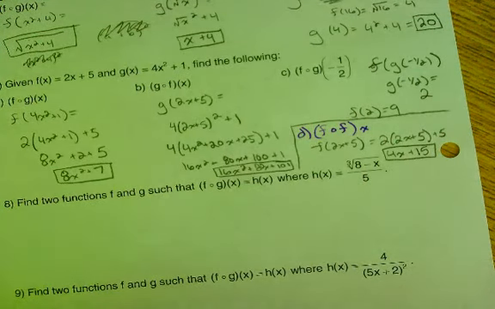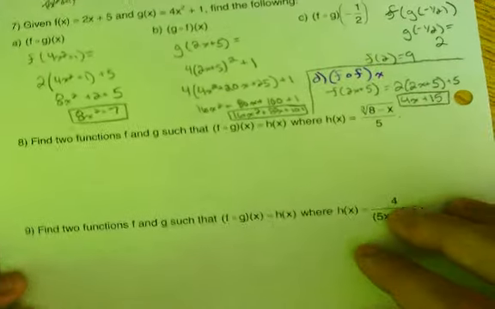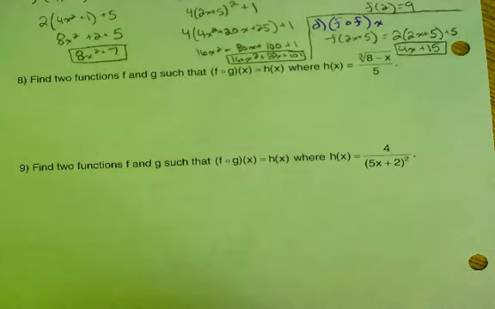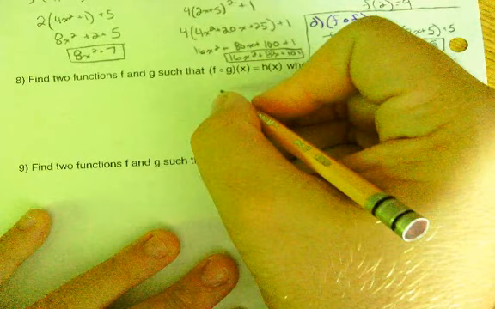Okay, last 2 problems. Ooh, this one's gotta hurt. Find 2 functions f and g such that f of g of x equals h of x, where h of x is equal to the cubed root of 8 minus x over 5. So now we have to find the 2 functions. We need to find whatever f is, and whatever g is.